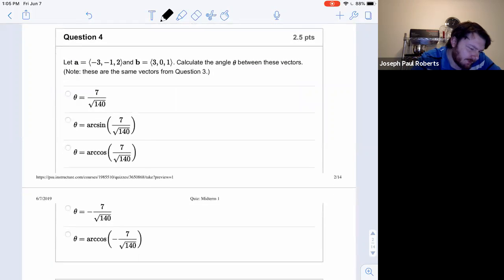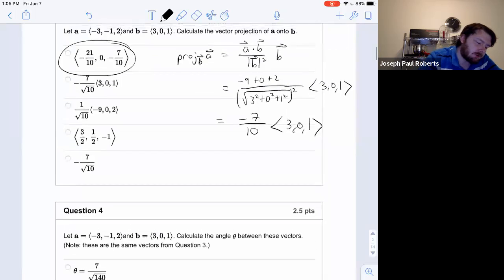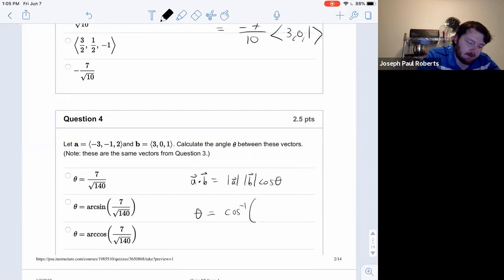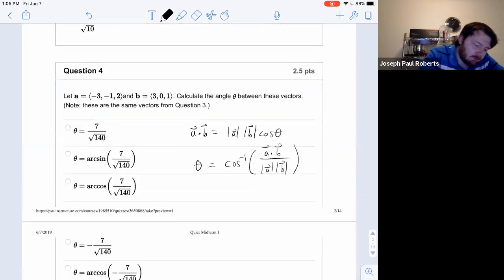Next question. Find the angle between these vectors. Note they're the same vectors from question 3. So we could use a little bit of work recycled. So remember, we know that the dot product is the product of the lengths times cosine theta. So basically theta is inverse cosine, or arc cosine, however you want to write it, of A dot B over length A, length B. And so, yeah, these are the same vectors from the previous part.